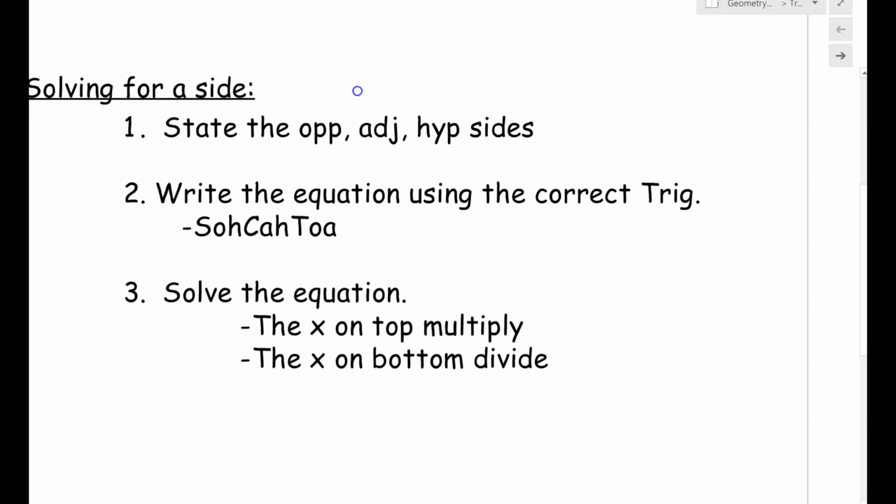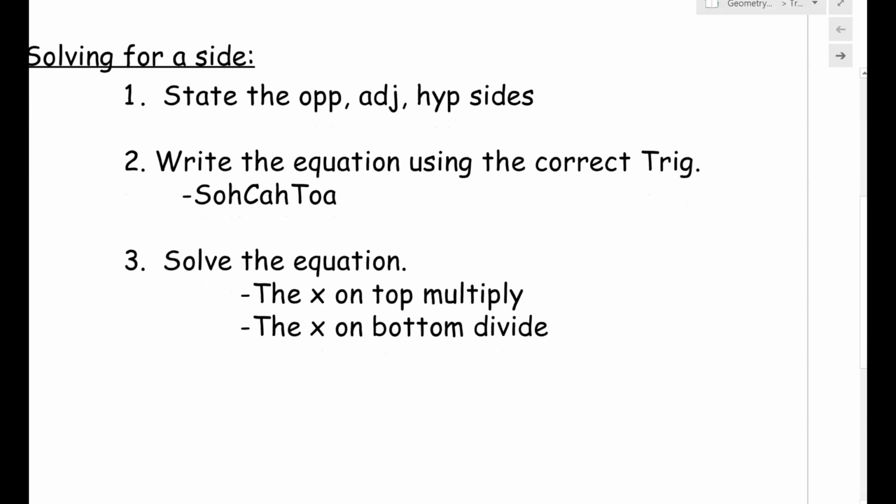All right, so in terms of what we're going to be doing, we're going to be solving for a side in this one. Not an angle, but a side. You're going to do just like you did in the previous lesson. You're going to label your sides, your opposite, adjacent, hypotenuse. Your reference angle will be the angle that's given to you. Then you're going to write your equation using the correct trig. Remember the great Chief SOHCAHTOA here to help us out. And then we're going to solve the equation.